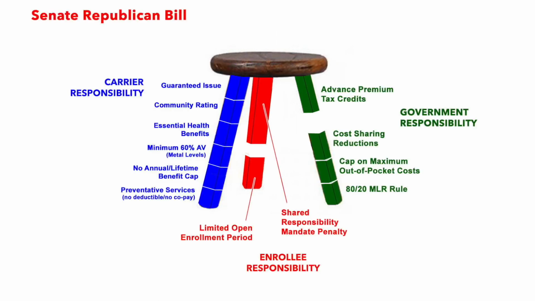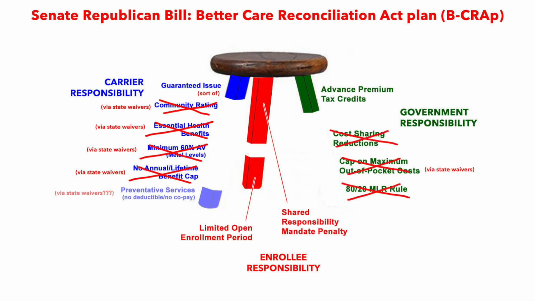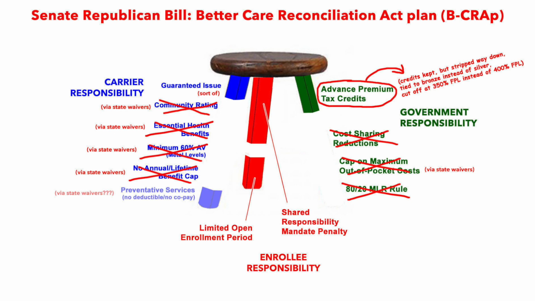Then, the Senate Republicans came up with their replacement plan, called the, and I'm not making this up, Better Care Reconciliation Act Plan, or BCRAP. Seriously. BCRAP would have devastated the blue leg and green leg pretty much the same way as the AHCA would have. The premium tax credits would have been kept here as well, but they would have again been restructured to be far stingier for those currently receiving them, and would have actually lowered the income threshold from 400% to 350% of the federal poverty line.